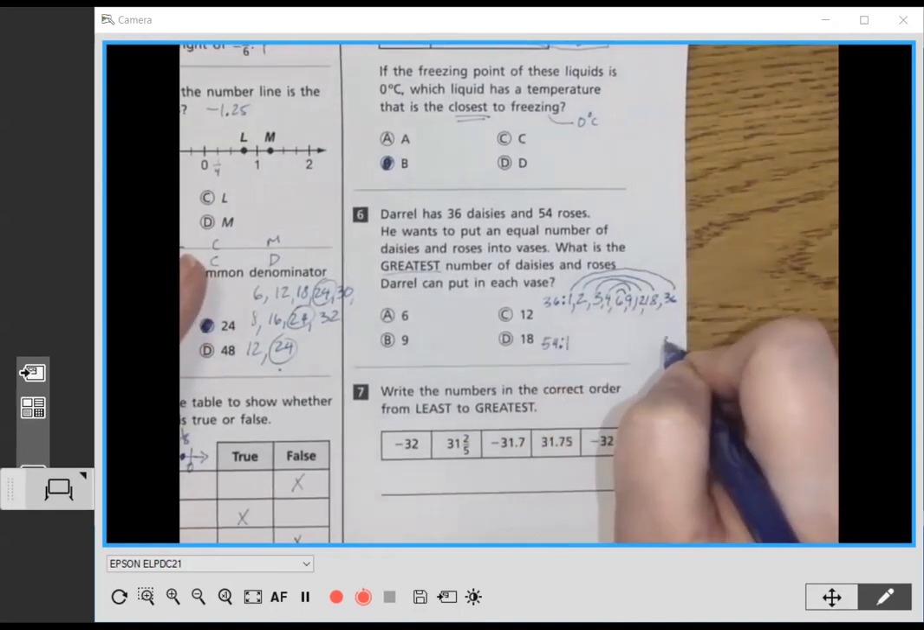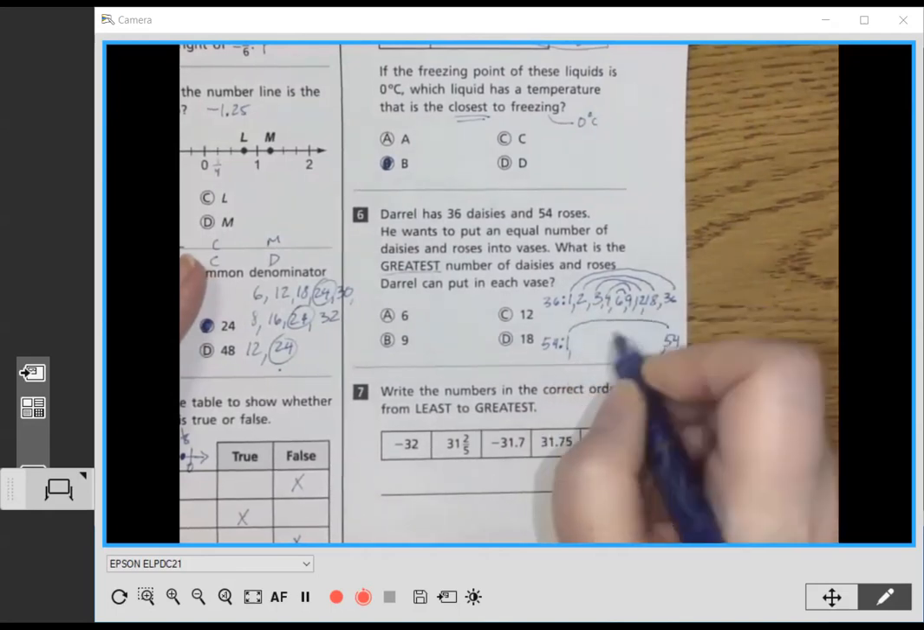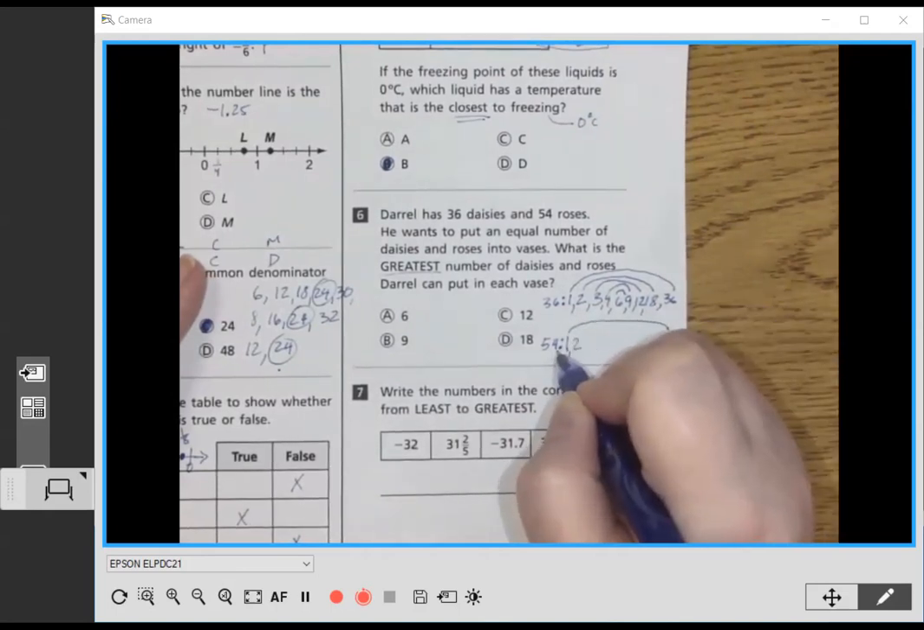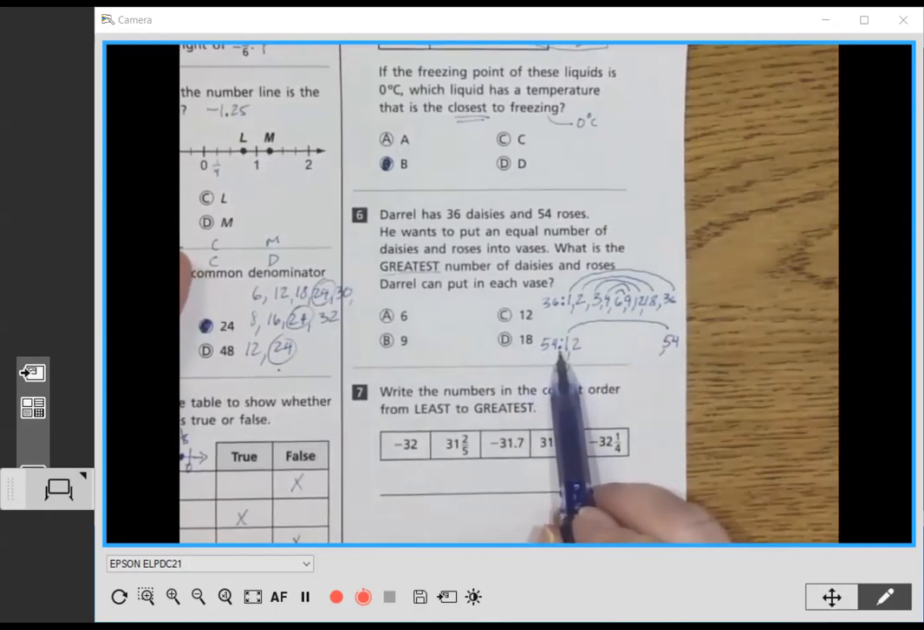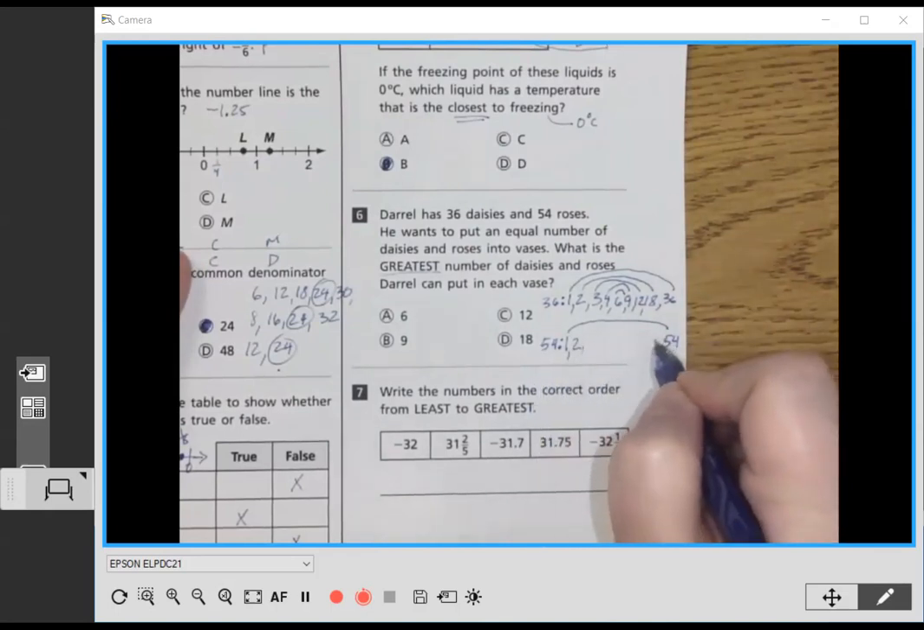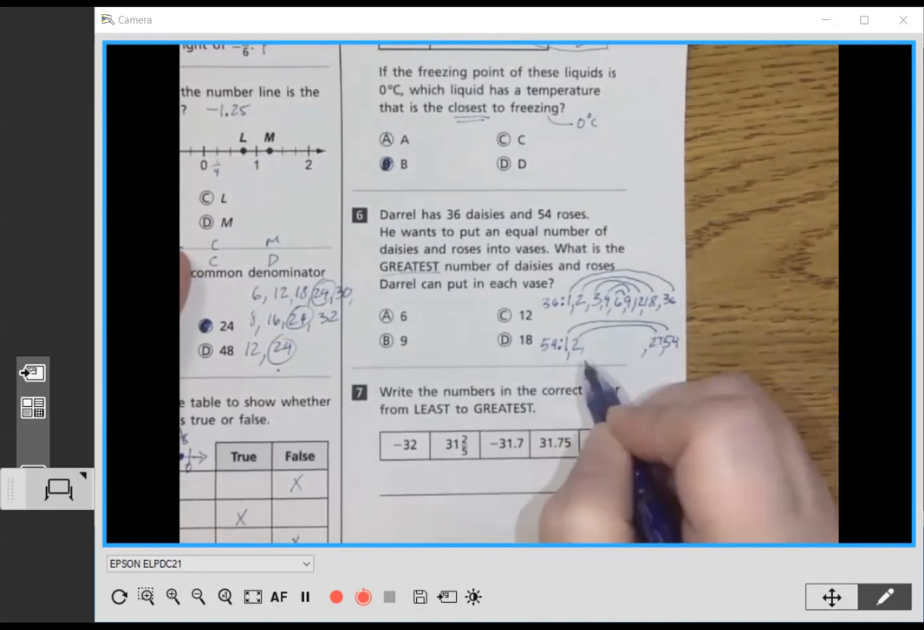So 1 times 54 is 54. Okay, we can divide it by 2 because it ends in a 4, which is an even number. Half of 50 is 25. Half of 4 is 2. 25 plus 2 is 27. So 2 times 27 is 54.